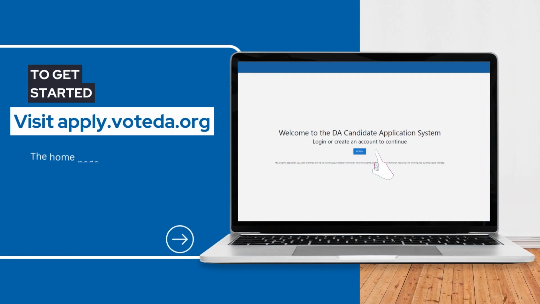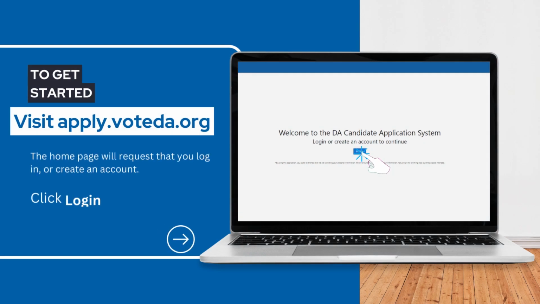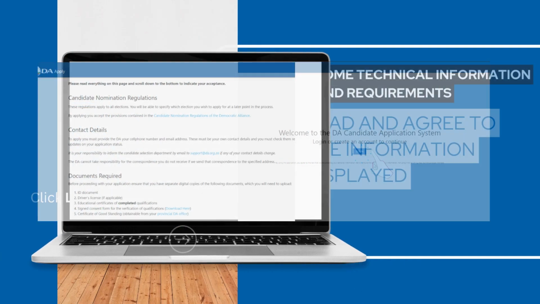To get started, visit apply.voteda.org. The homepage will request that you log in or create an account. Do this by entering your ID number and cell phone number. If you already have an account, click Login to proceed.